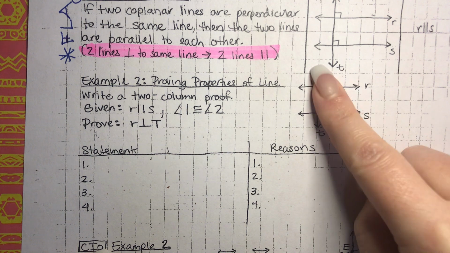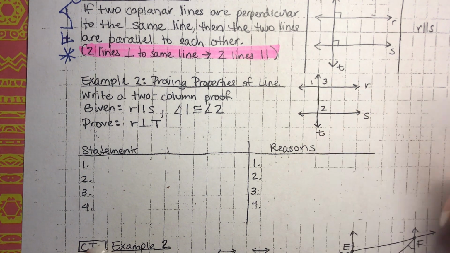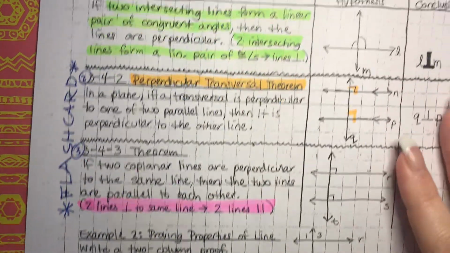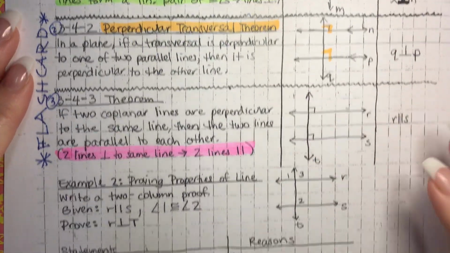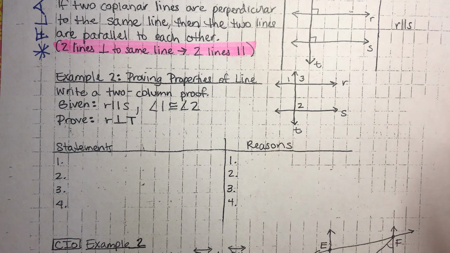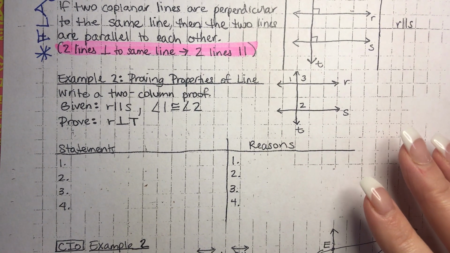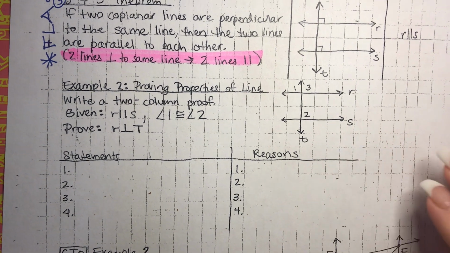R is perpendicular to this transversal here. Okay. So let's look at everything we have. We know at some point we're going to use this, but we also are going to use everything that we've learned so far. So we just have to figure out which of all the things we learned before we are going to use for this example?